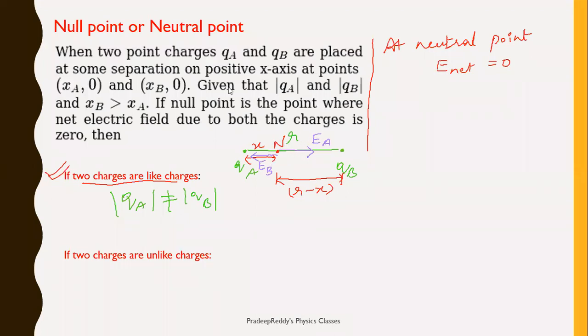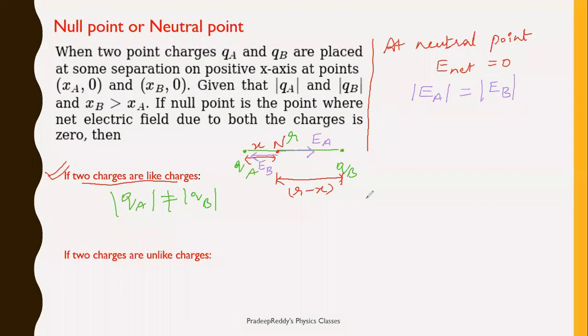Now as their magnitude should be equal and they are oppositely signed, you can write at neutral point E net is equal to 0. Therefore, magnitude of field produced due to charge A should be equal to magnitude of field produced due to charge B.